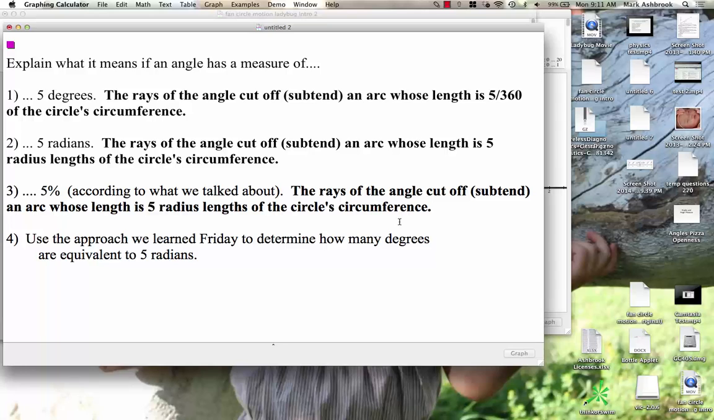Okay, what about 5%? Yeah, you could say the only difference here is going to be 5% or 5 100ths. Raise, 1 point. Cutting off, second point. An arc, third point. 5 100ths or 5%. Fourth point, circle circumference, fifth point.